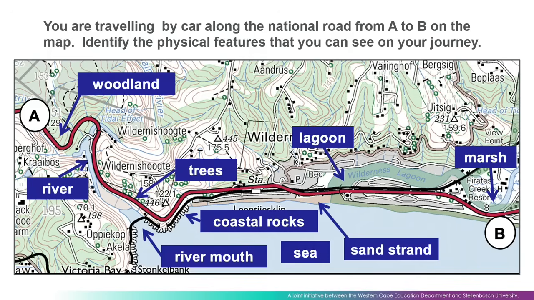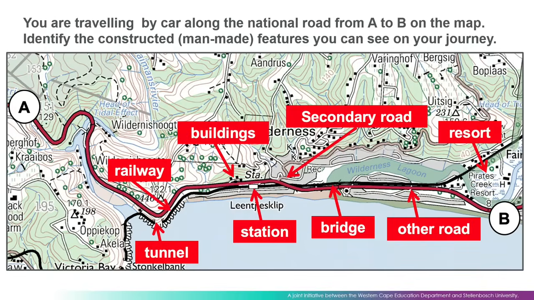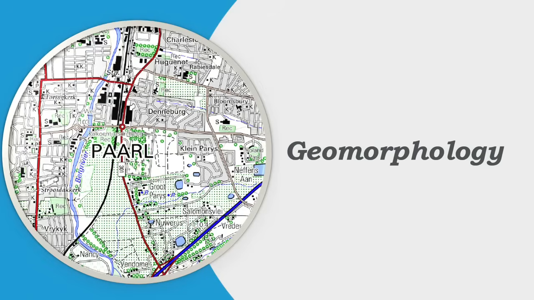All of those features along that national road are physical features. And then the same question, if we are asked to identify man-made features, there's a railway line, there's a tunnel, there are buildings, there's a railway station, there's a bridge, there's a secondary road, there's a resort, and there is another road. We could even have used the national road as a man-made or a human-made feature. Human-made would be a better word in this case. So you understand that clearly.